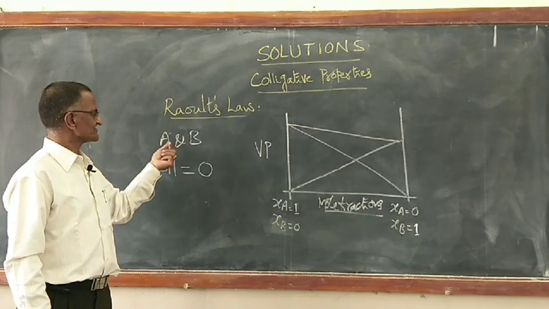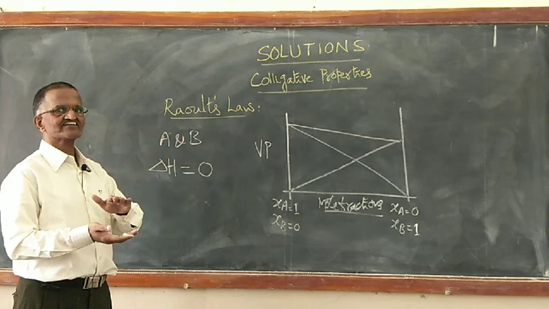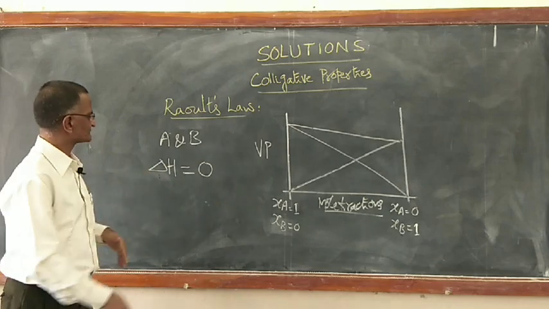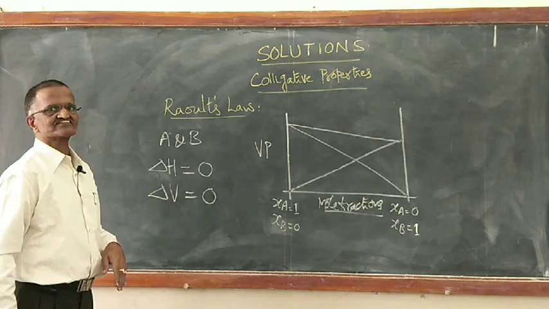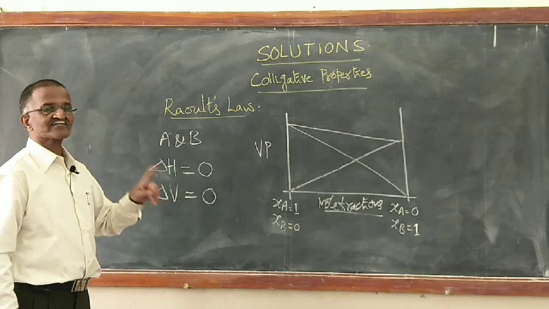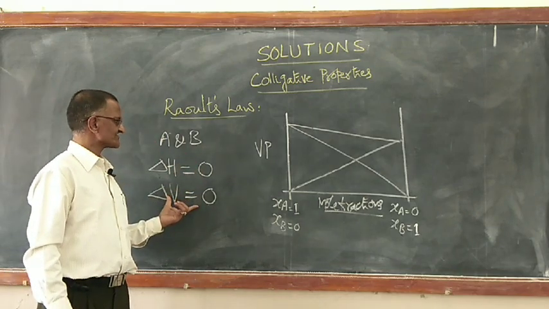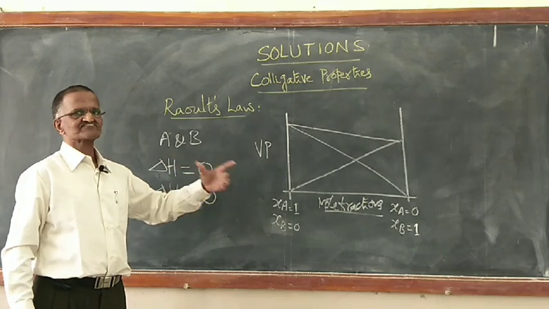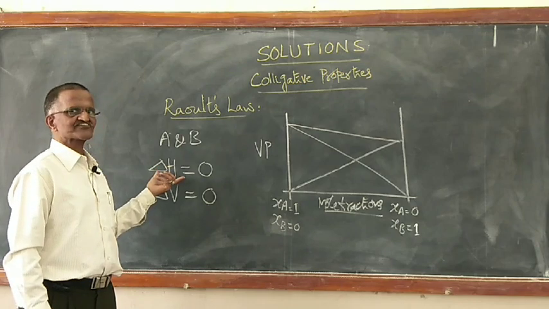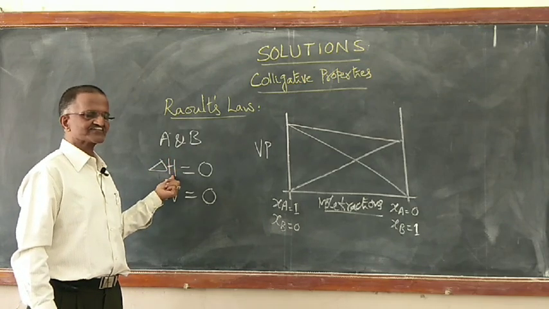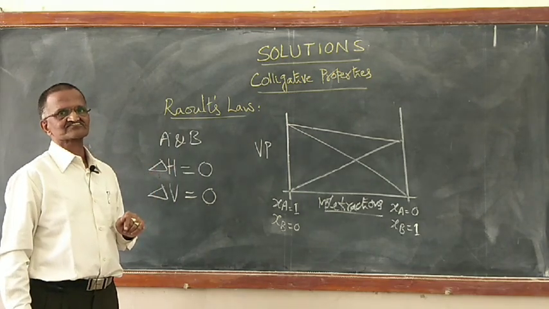What may further happen is that when A and B mix up, sometimes volume may decrease, sometimes increase. But if I have to get an ideal solution, when those two are mixed, delta V also should be 0. So if delta V is 0 and delta H is 0, it is most likely to be an ideal solution. But most of the time there will be attractive and repulsive forces, delta H will be different, and volume changes will be there, so there will be non-ideal solutions.